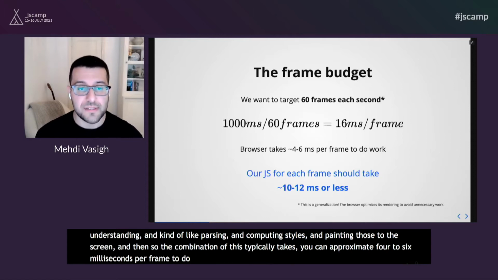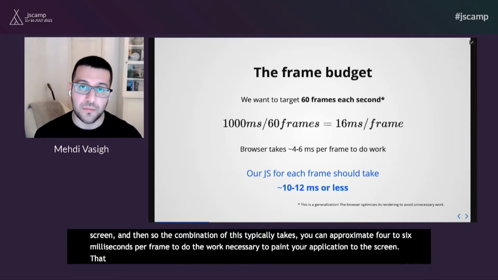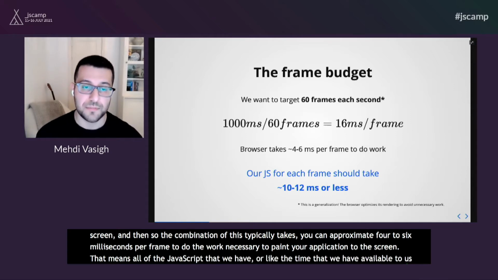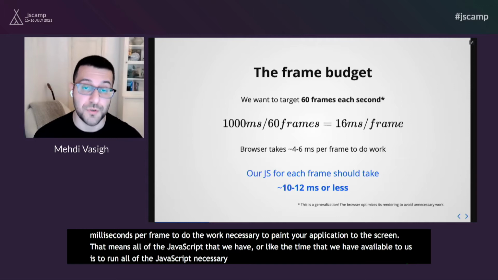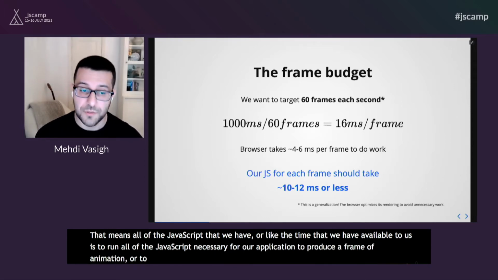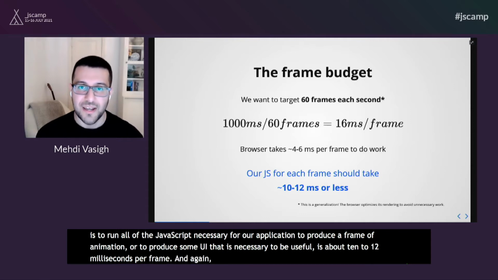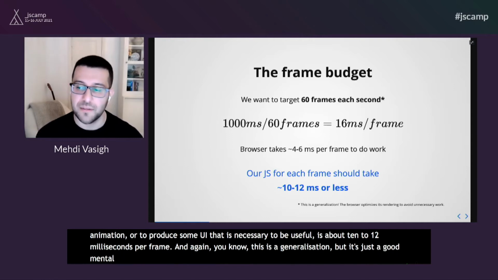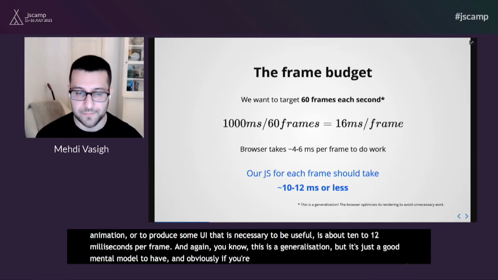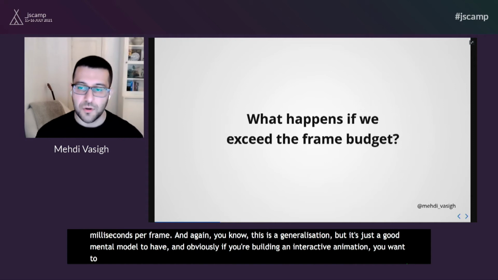So what that means is the time that we have available to us to run all of the JavaScript necessary for our application to produce a frame of animation, or to produce some UI that's necessary to be useful, is about 10 to 12 milliseconds per frame. And again, this is a generalization, but it's just a good mental model to have. Obviously, if you're building a very interactive animation, you want to be on the conservative side of this. So now let's talk about what happens if we exceed the frame budget.